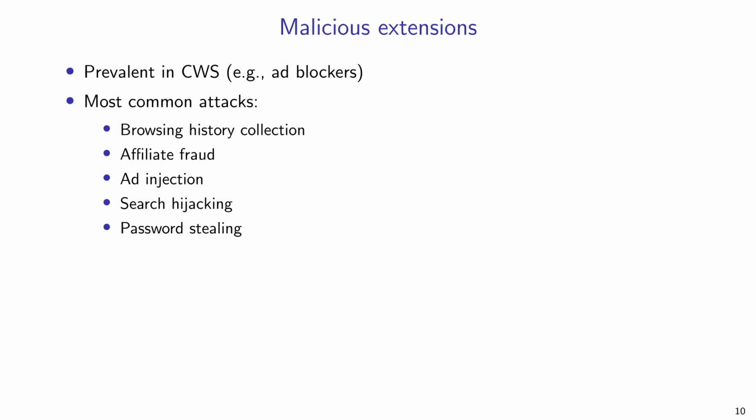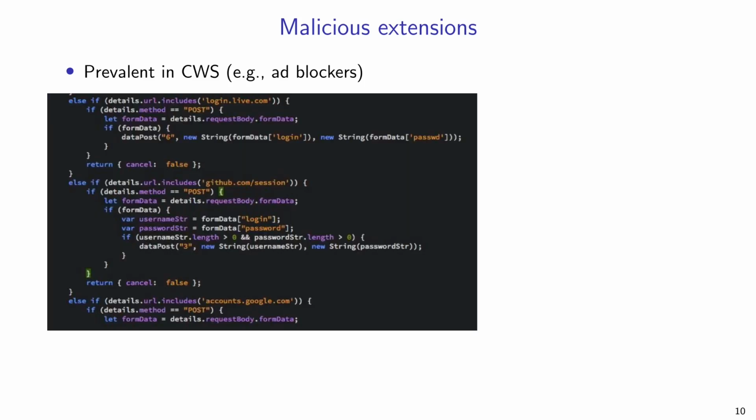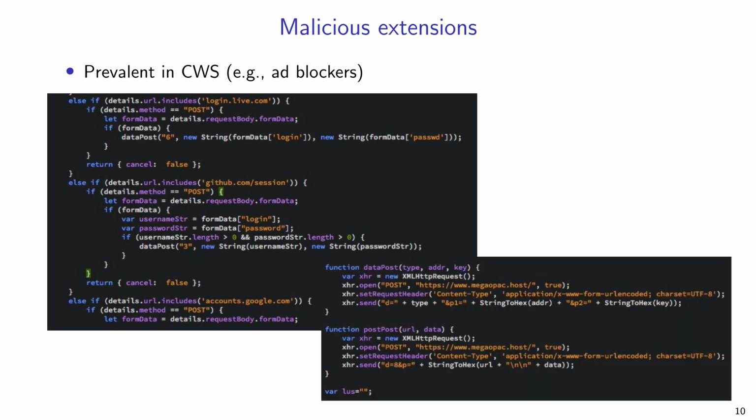Lastly, password stealing is probably the worst thing a malicious extension can do. Most often, this occurs when attackers compromise the web store accounts of legitimate extensions. For instance, this code from the backdoor mega extension steals credentials for several services such as GitHub and Google, and then exfiltrates them to an external website.